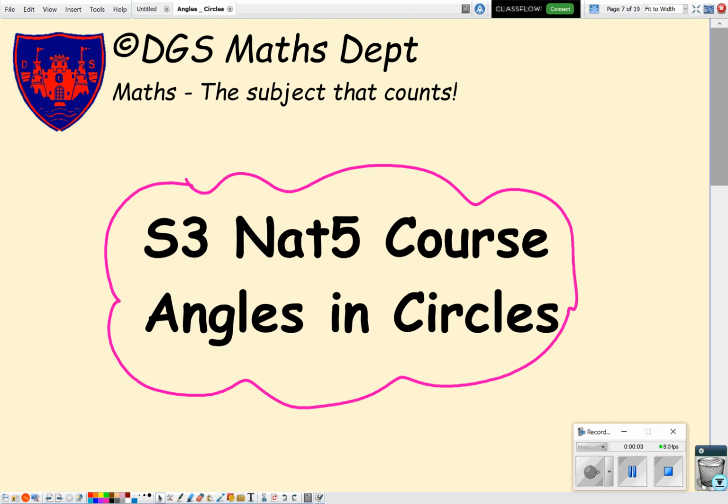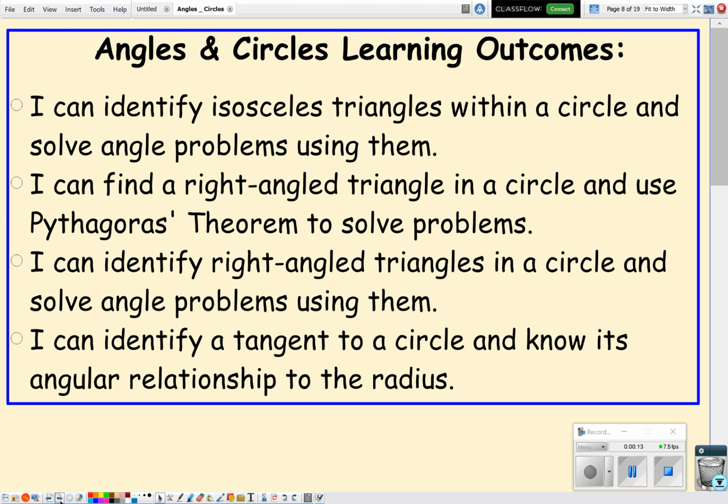Hello everyone, this is the second video lesson for the angles and circles unit of the Nat5 course. In this video we're going to take a little look at the second one in the list. We look at finding right angled triangles inside the circle, and having found the right angled triangle, we can use some Pythagoras' theorem to help us solve some problems.